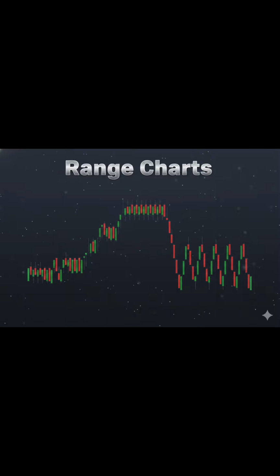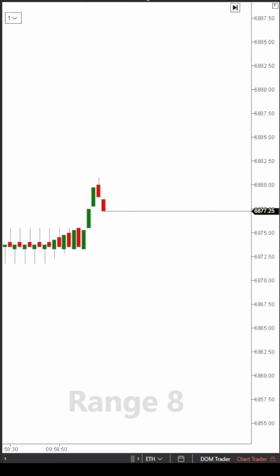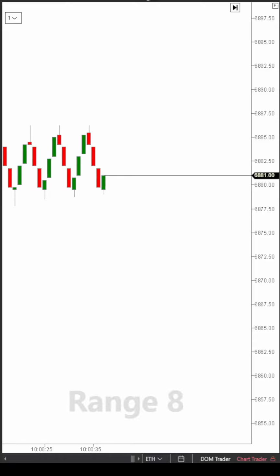Now let's talk about range charts. Range charts hold candlestick range to a constant. In an 8-range chart, as soon as a trade executes and fulfills the 8th range, which is the smallest increment that price can move, 8 times in one direction for whatever instrument you're trading, that candlestick will close and a new one opens.